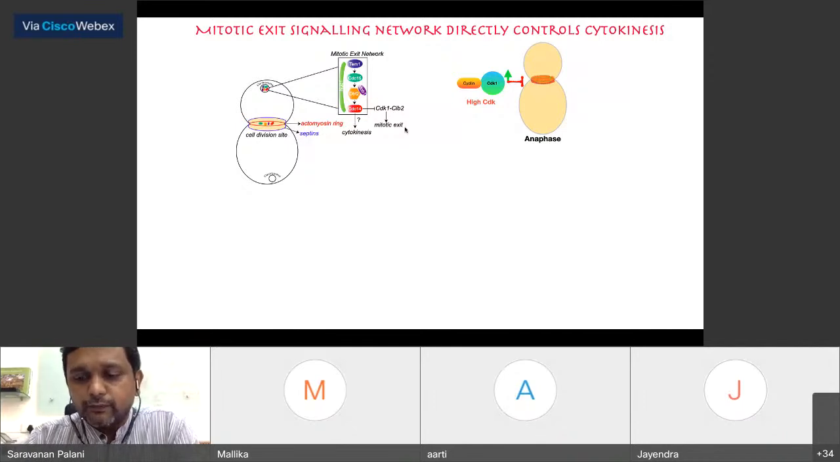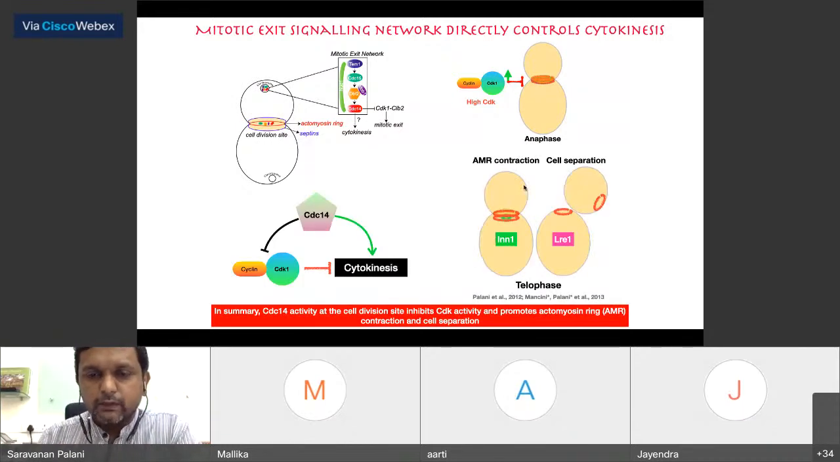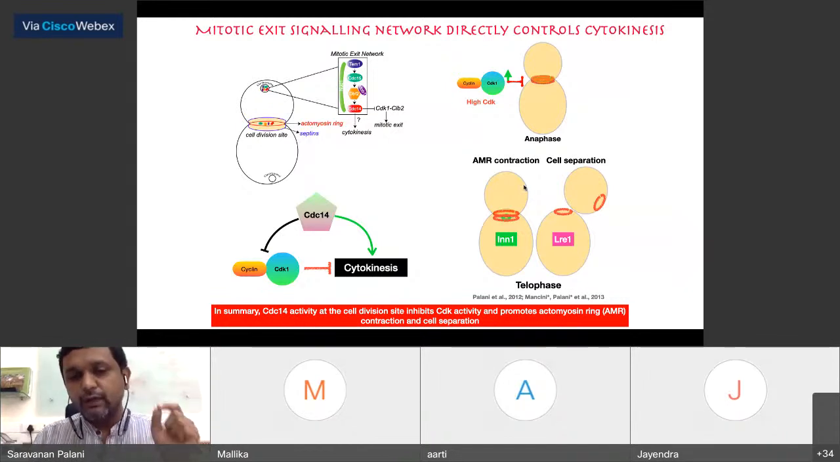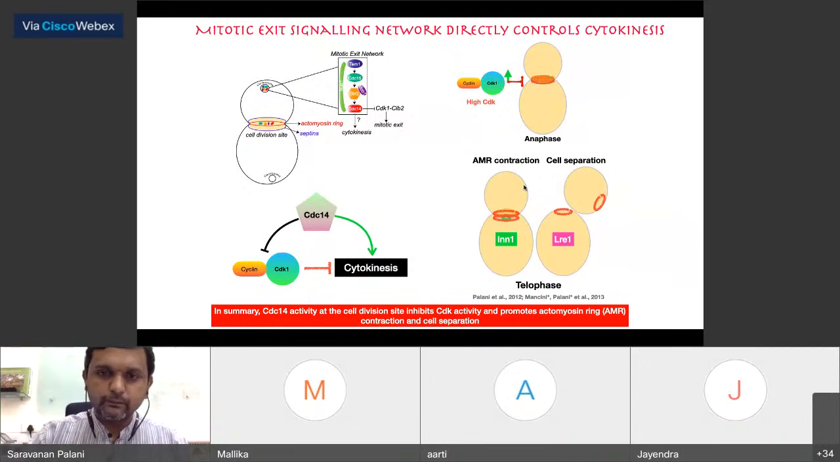Then I figured out that it localizes to the division site, followed by several biochemical assays, yeast two-hybrid and many others. To make the story short, this phosphatase plays a role not only in mitotic exit, but also in cytokinesis, by characterizing a couple of substrates. When the phosphatase localizes to the bud neck, a couple of substrates are dephosphorylated, and that is a very key event for cells to ingress the ring, that means to constrict the ring, as well as being important for cell separation.